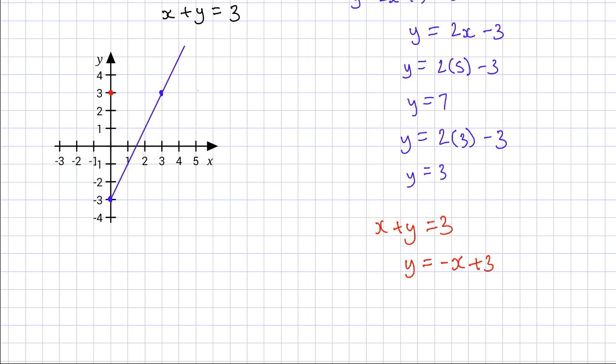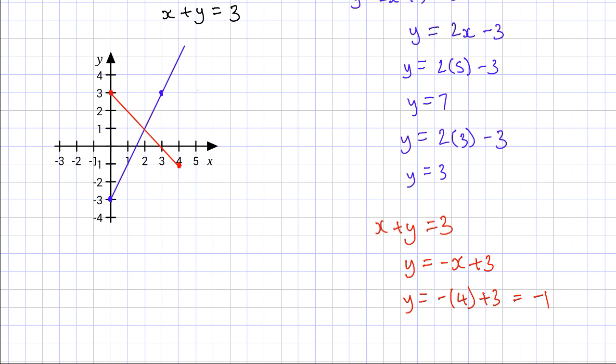I'll try when x is equal to 4. So what is y? So y is equal to minus 4 plus 3. So y is equal to minus 1. Okay, so when x is 4, y is equal to minus 1. So let's plot that here, which is about there. And let's draw this line. Obviously the line goes further than this. It goes all the way through and then all the way through there. That's how you should be drawing it.